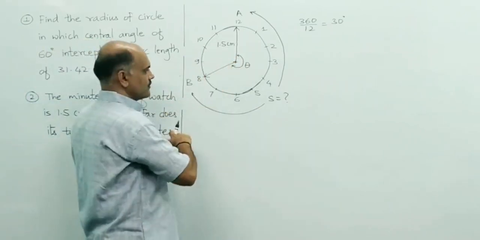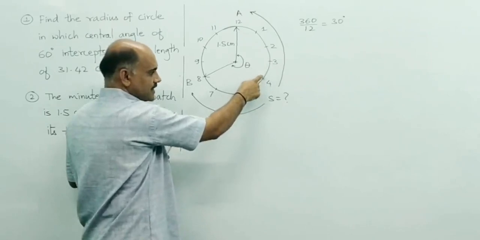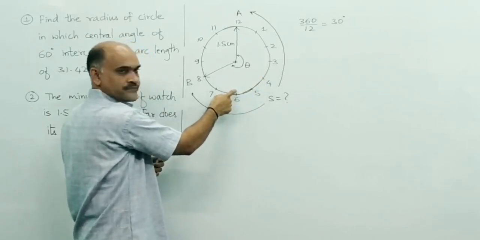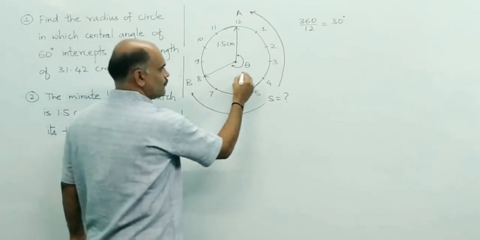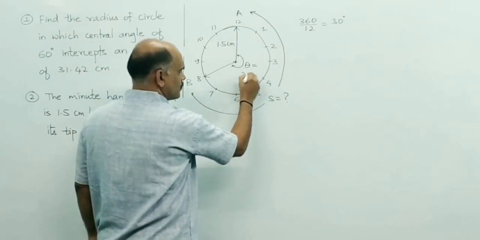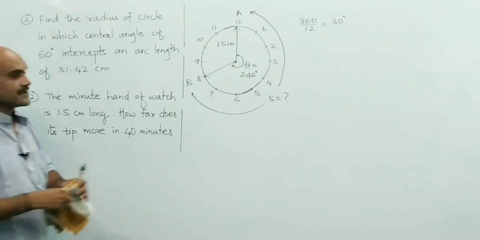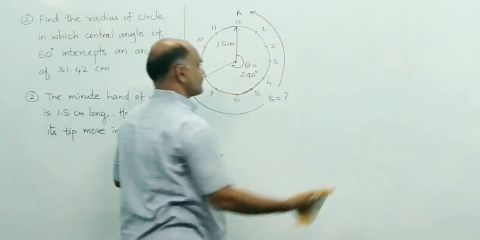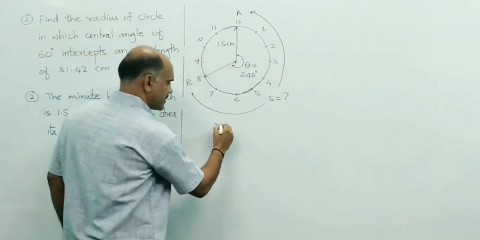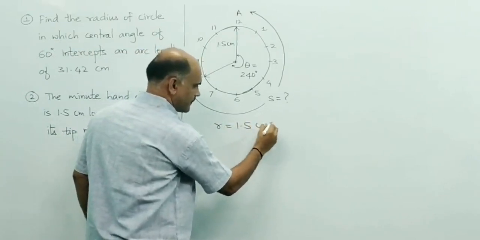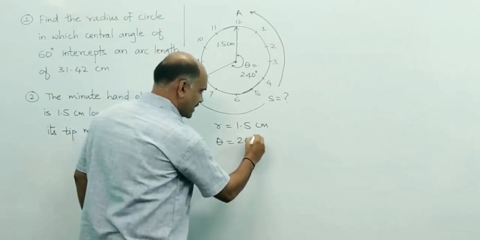So if I take from 12 to 8, 30, 60, 90. Similarly if you go here, 180, 180 plus 30, plus 60. So 180 plus 60 will be 240. So theta will be equal to 240 degree. Now if I write given, what all he has given? He has given radius. Radius R is 1.5 centimeters. Theta is equal to 240 degree.